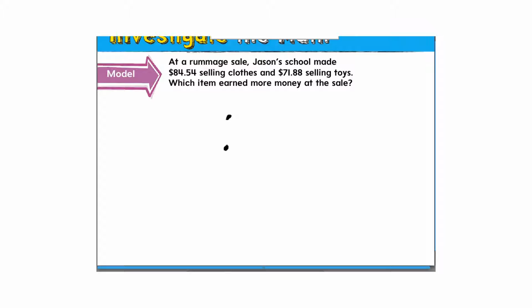So make sure you use the strategy that I showed you of the two decimal points, one on top of the other. Write the numbers in. This time they're dollar amounts.